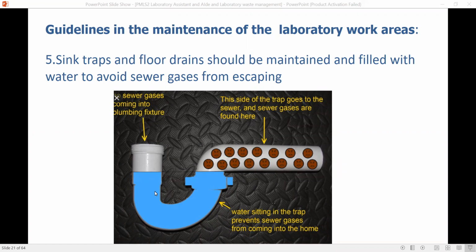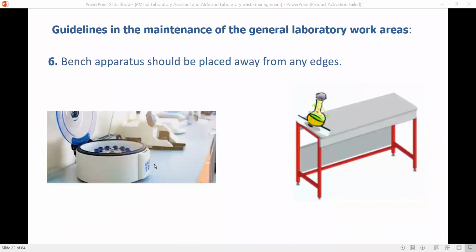Okay, so maybe you're wondering why it is bent like that. It has a purpose. So water sitting in the trap prevents the sewer gases from coming into the home. So that they won't go into the home or the laboratory.